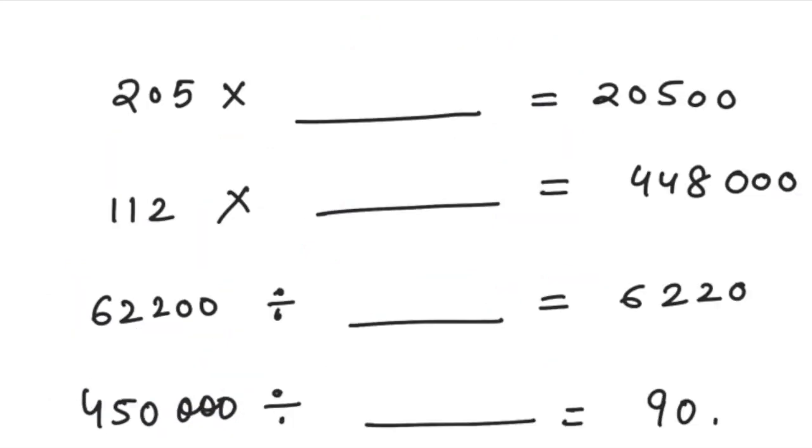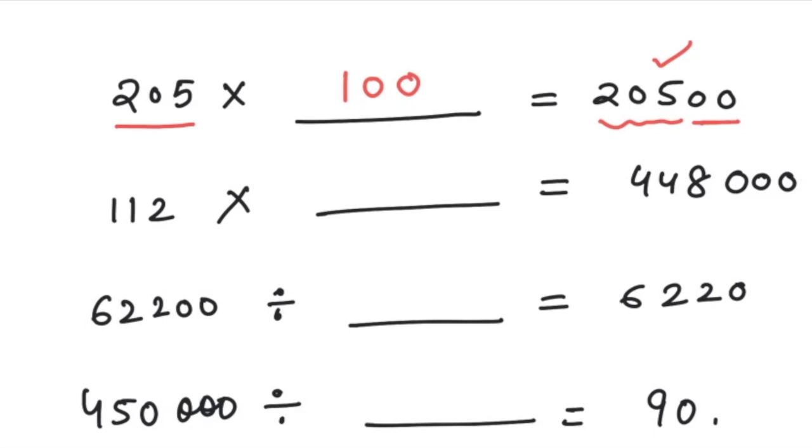Now let's do some questions based on the same concept but a little different. So it's 205. If multiplied by something, it will give you the answer 20500. So how can you understand that? What number do we need to multiply by 205 to give 205? So obviously 1. And we need two more zeros. That means we have multiplied it by 100.